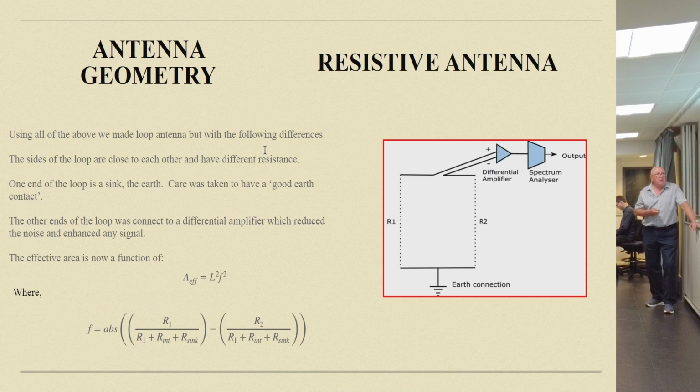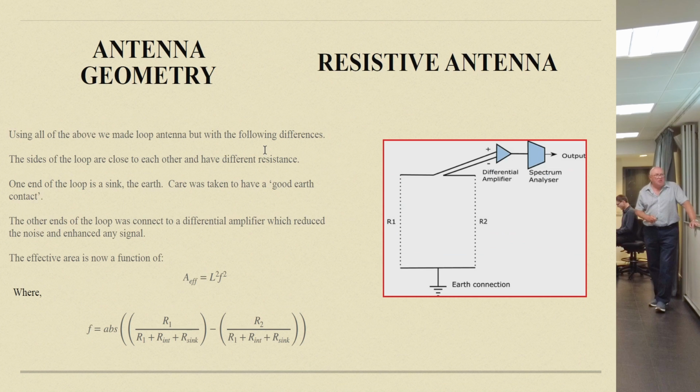So the other end of the loop is connected to... now what you want to do is get the difference in the voltages across these two sides. So you have a differential amplifier running into a spectrum analyzer, because obviously you pick up different frequencies and you want to see what they are.